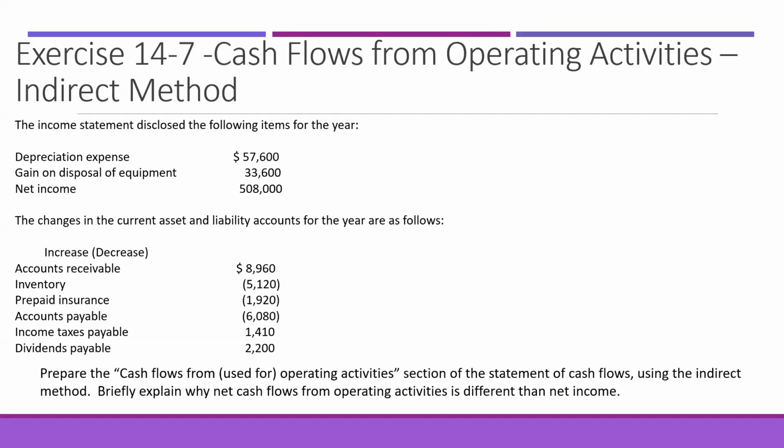Under the indirect method, if we prepare the statement of cash flows under the indirect method here, we start with our net income, and then we have to add back depreciation expense and then take away the gain. And then we have to adjust for each of the changes in assets. And excluding dividends payable. That's key to note, right? And so let's just take out the calculator here.